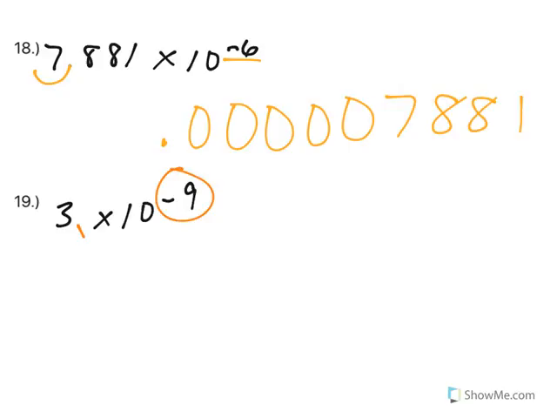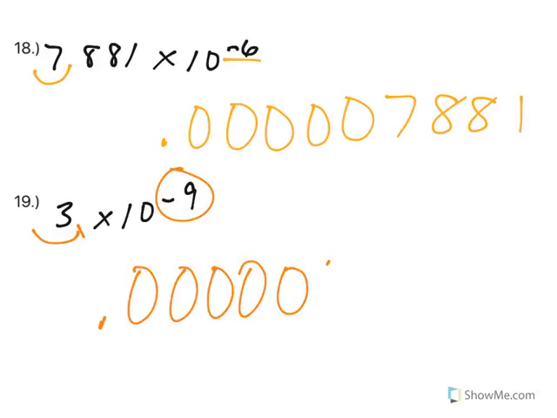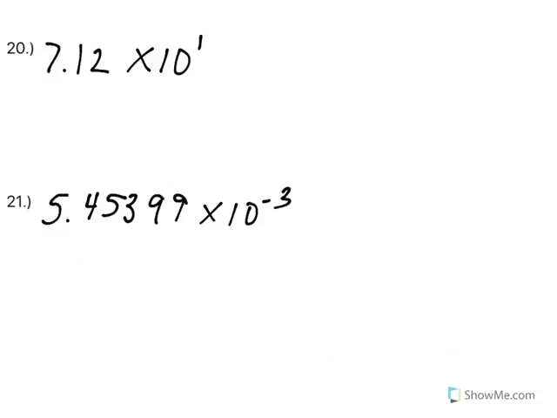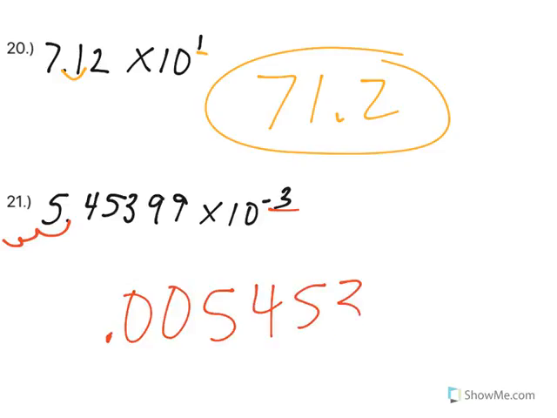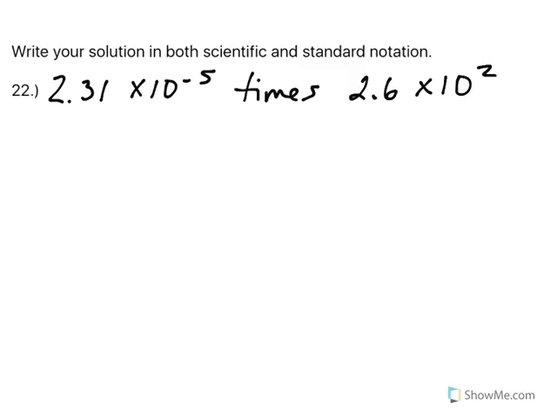Number 19, here's the decimal point, 9 to the left, that 3 is the first one, so we're going to have 1, 2, 3, 4, 5, 6, 7, 8 zeros, and then the 3. In number 20, that 1's positive, so we're going to go to the right to make the number bigger. Positive exponents make them bigger. 3 to the left, so 2 zeros, then 5, 4, 5, 3, 9, 9.